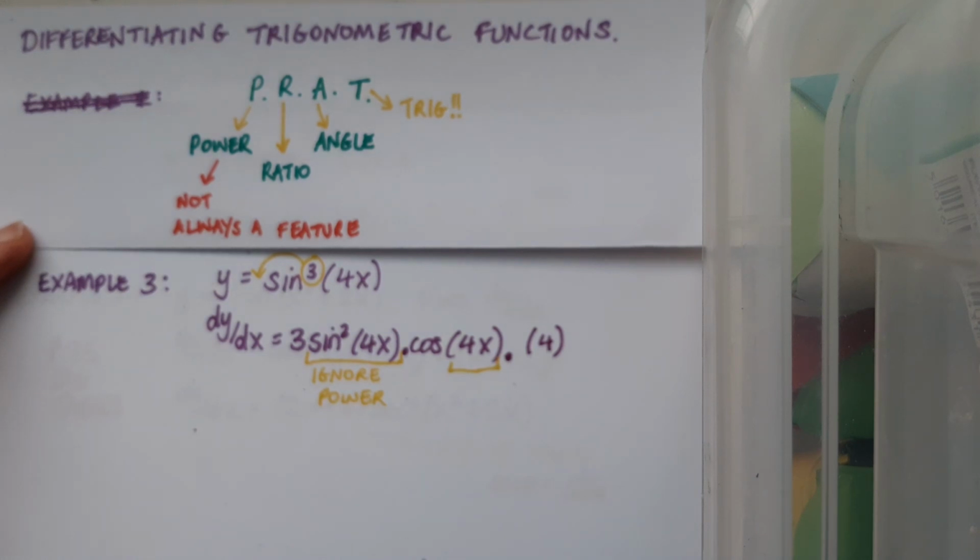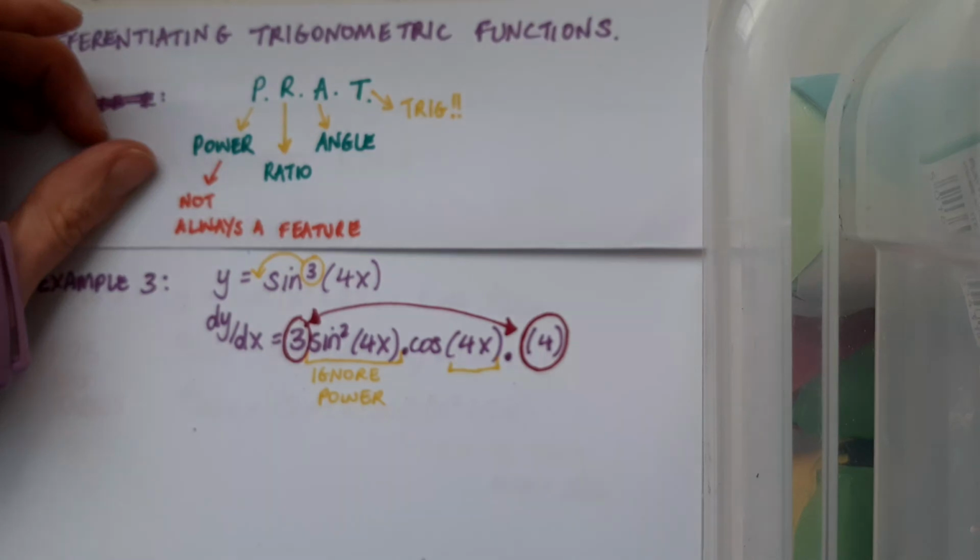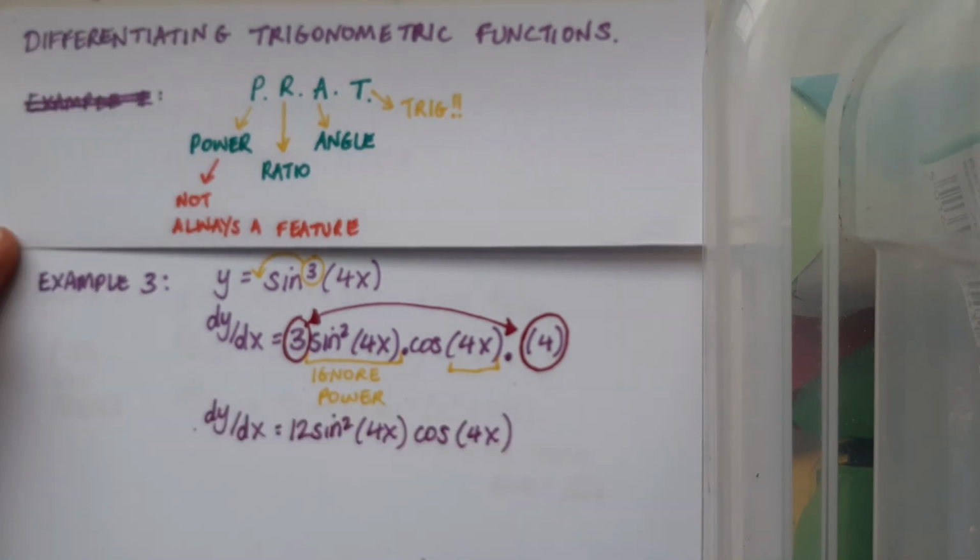All that remains is for me to just tidy it up a little bit. And really all I have to do is take whatever coefficient I might have out in front, whatever the result is of the derivative of the angle, and multiply them together. Just keep your eyes peeled in case there's any minuses along the way. There's not in this case. So my result is 12 sine squared 4x cos 4x.